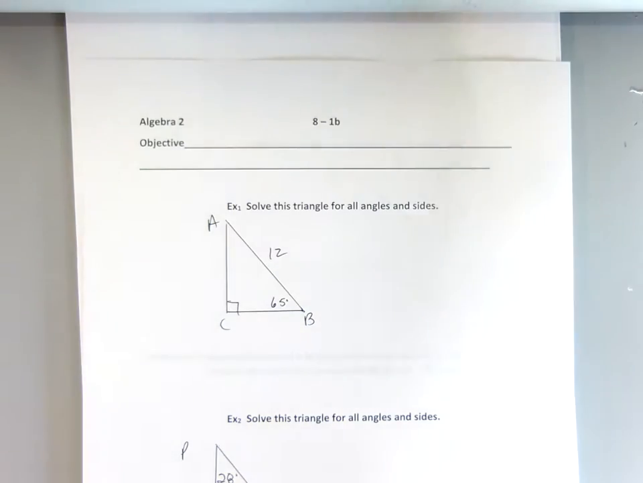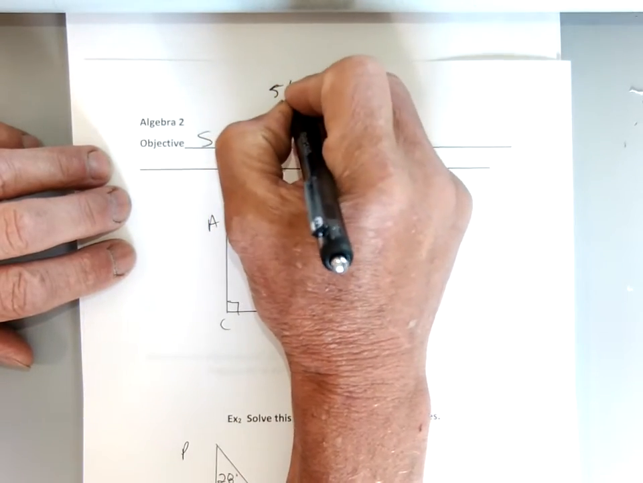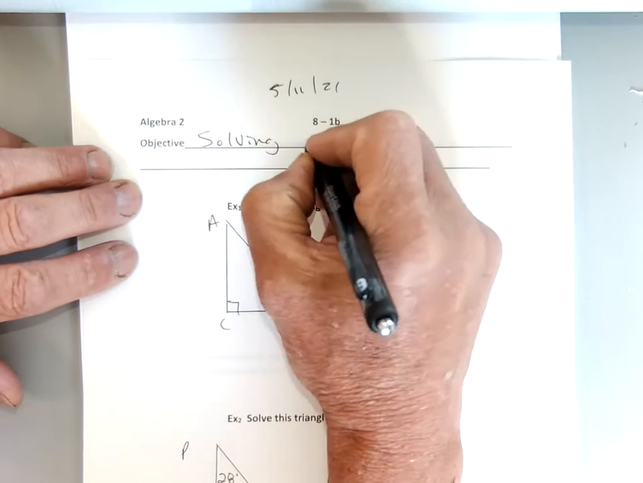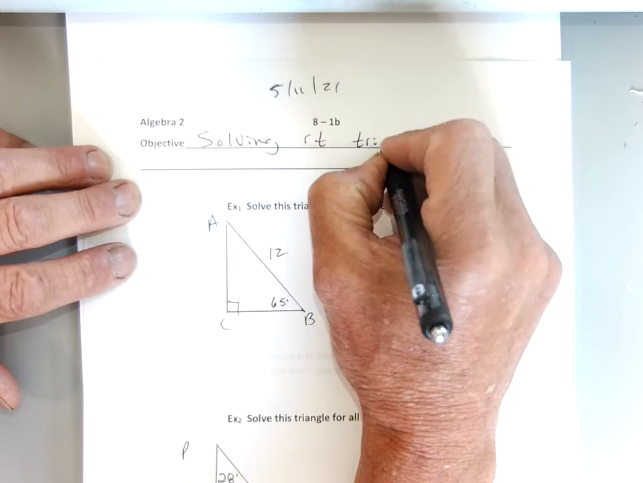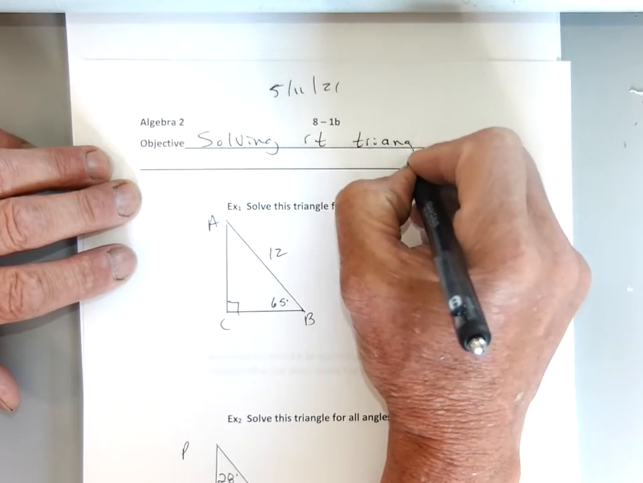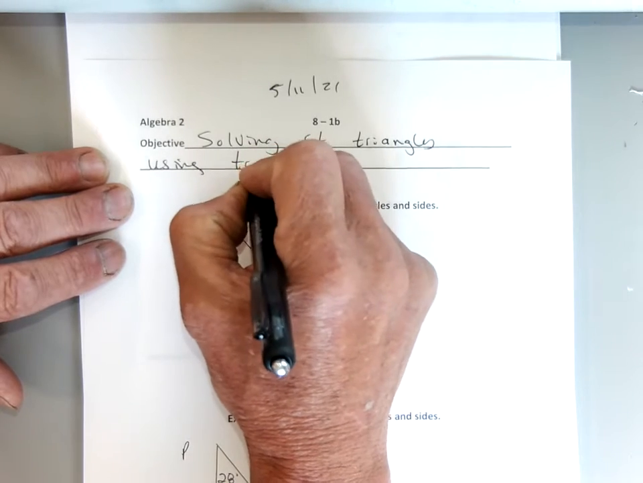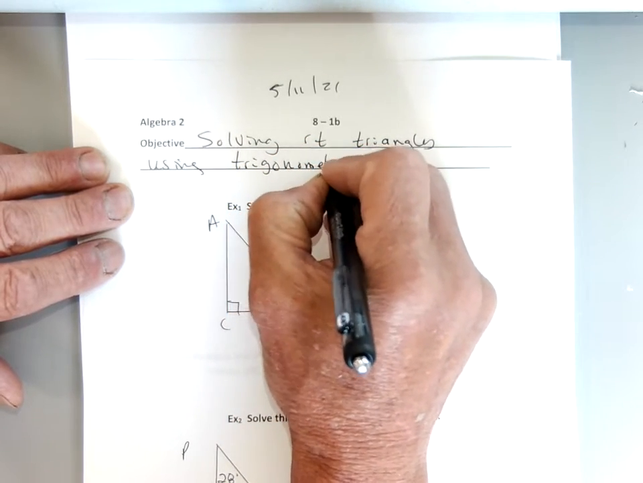Okay, so what we're going to do today is we're going to be solving 5, 11, 21. Solving right triangles using trigonometry. Trigonometry. Okay.